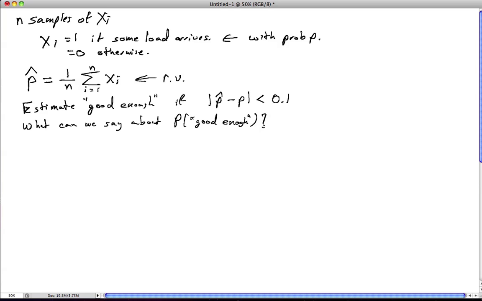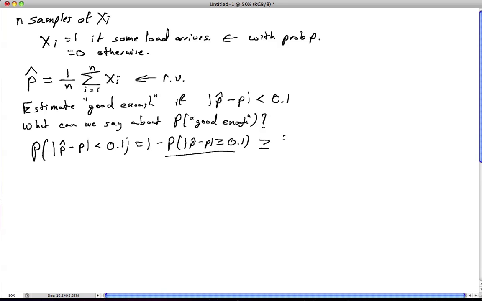Now, in this particular example, we can actually say quite a bit, but I'm going to restrict to using Chebyshev's inequality. So we say, well, we want the probability of being good enough. Well, this is not the form of Chebyshev's inequality. Chebyshev's inequality, for one thing, has a greater than or equal to here. So we can say that this is certainly equal to 1 minus the probability that |p hat minus p| is greater than or equal to 0.1. Now we've got it in the form of Chebyshev's inequality. Now, Chebyshev's inequality says that the probability of this kind of deviation is getting small as n gets large. So it's an upper bound. So an upper bound on this turns into a lower bound on this whole thing.